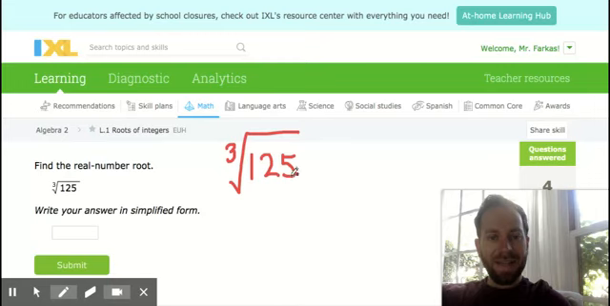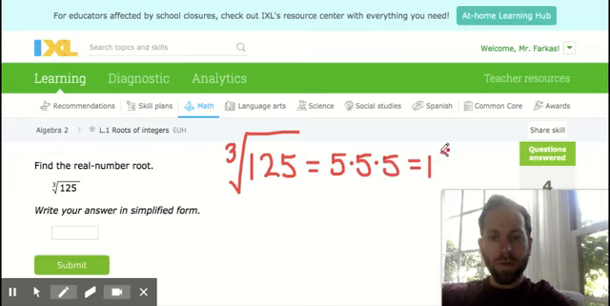Well, if you break this down, you can just guess and check and start thinking, what are numbers that would multiply to have 5 at the end? And if you try 5 times 5, what's 5 times 5? 25. And then if you multiply that by 5 again, if you have 5 quarters, 5 times 25, you have $1.25. That equals 125. So what number times itself 3 times equals 125? Well, that number is 5. This is the cube root of 125. I'm just writing it out so you can see it.